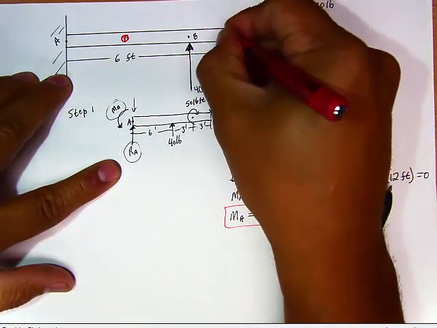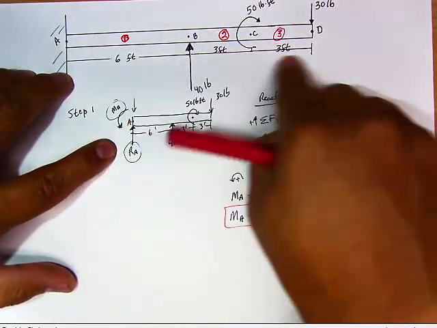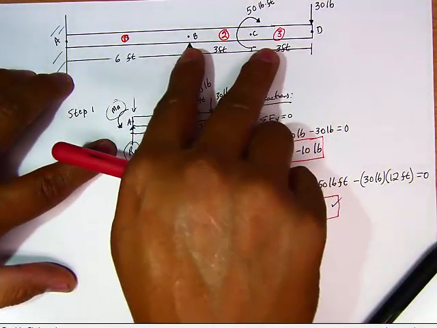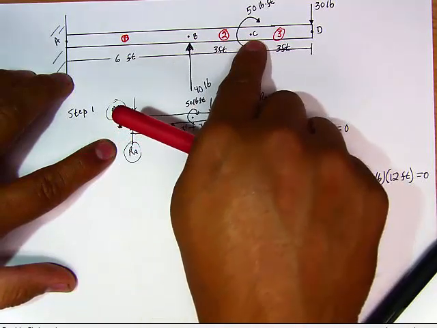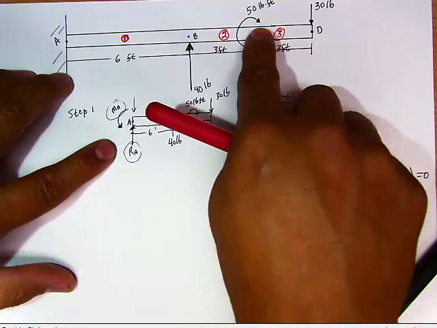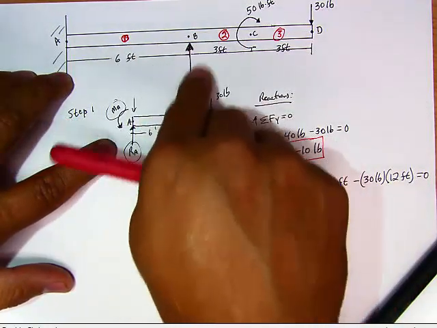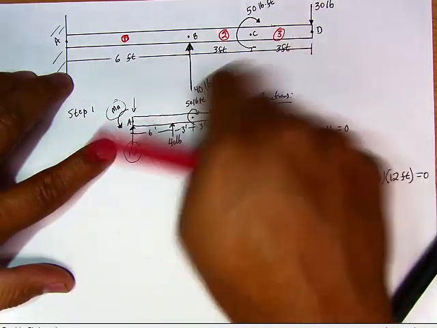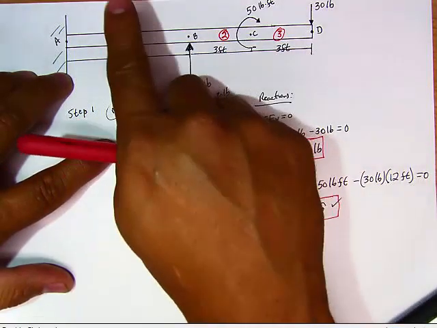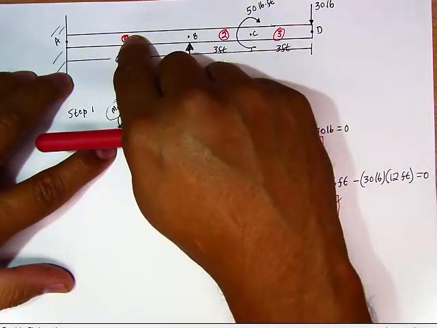I'm going to call this section 2, and I'm going to call this section 3. The reason why I separated into 3 sections is because distinct things happen between these sections. Something happens between here and here. There's a moment. Between here and here, there's a load. Between here and here, there's this load. So this will be section 1, section 2, and section 3. And that's when we get to analyze and investigate what's happening internally. So we investigate the internal loadings.